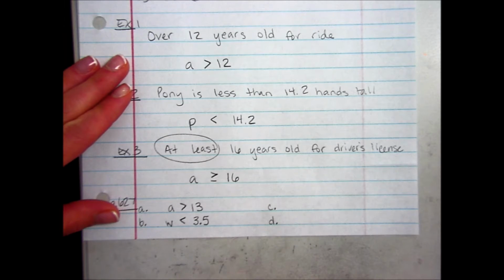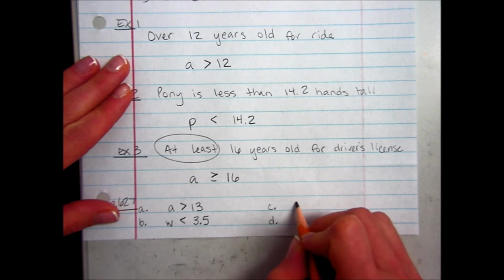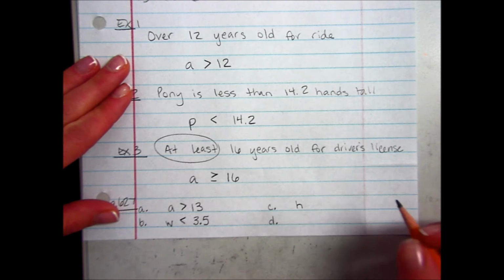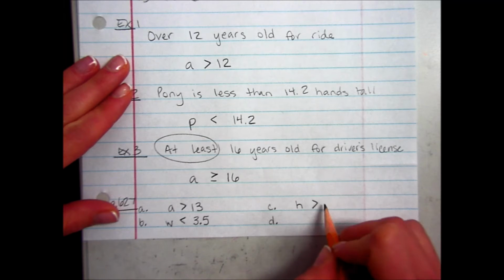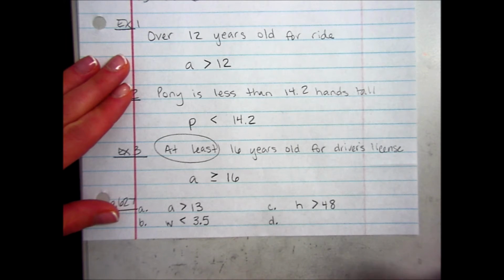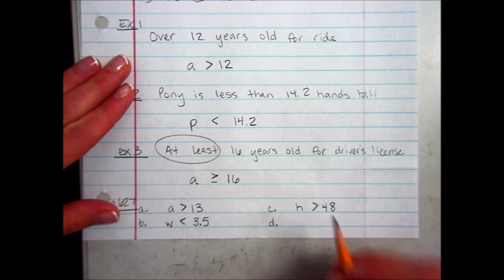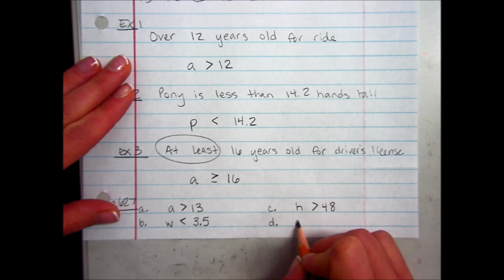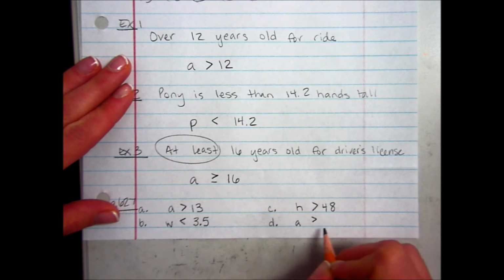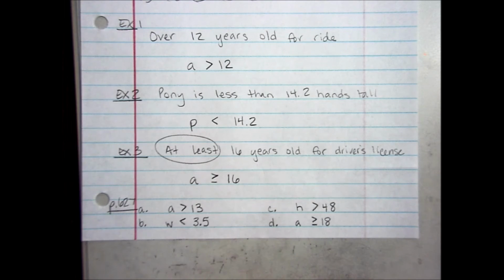C says you must be over 48 inches tall to ride the roller coaster. So this time our height must be greater than 48. And D, you must be at least 18 years old to vote. So our age will be greater than or equal to 18 if we're going to vote. Anyone have a question?